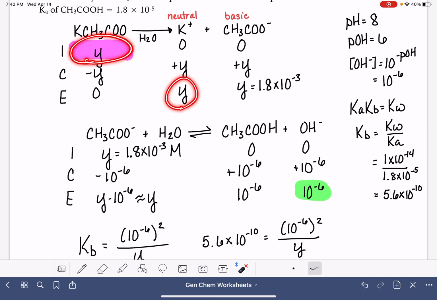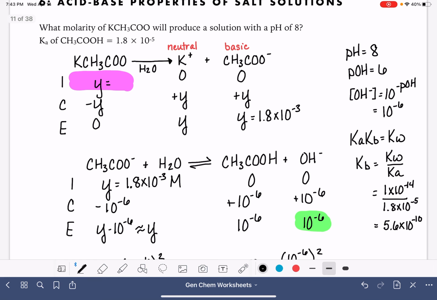And it's also going to be the value of our starting amount of acetate, potassium acetate, 1.8 times 10 to the minus 3. So the answer to this question, what molarity do we need? 1.8 times 10 to the minus 3 molar.